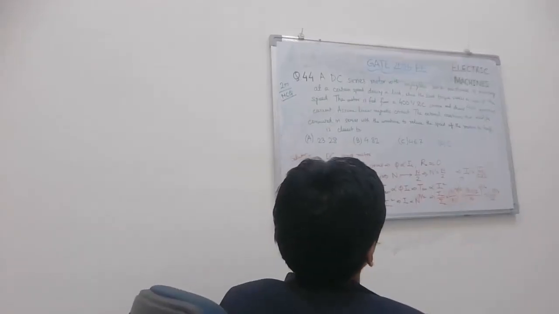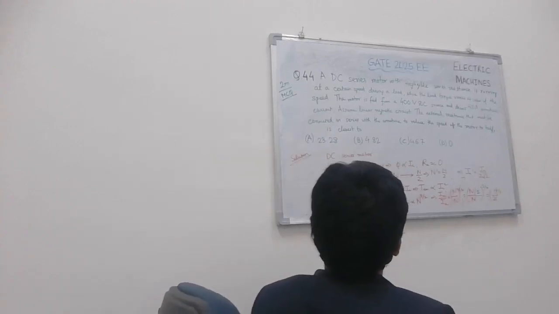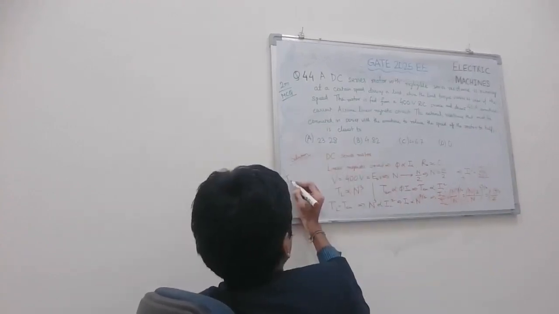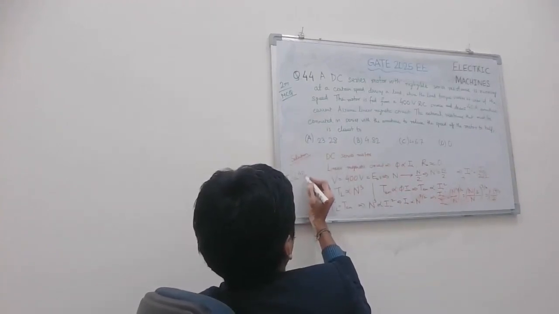I prime will be 40 by 2 root 2, that is 10 root 2 amperes.